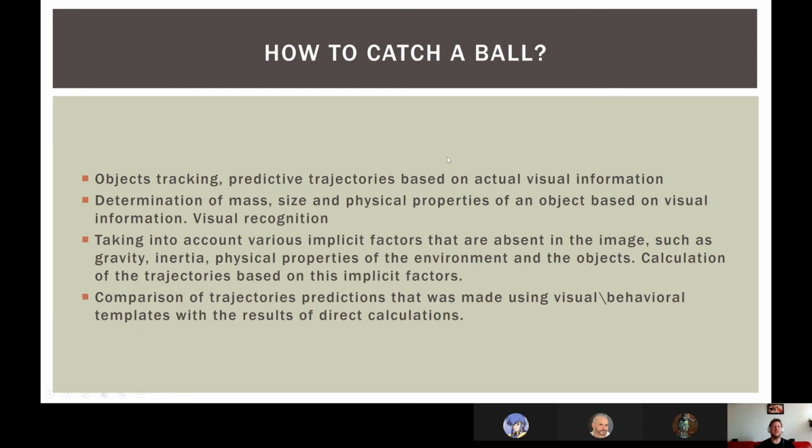So taking into account various implicit factors that are absent in the image, such as gravity, inertia, physical properties of the environment and the objects, calculation of the trajectories based on these implicit factors slightly gets adjusted. And then comes the comparison of the trajectory predictions that were made using visual and behavioral templates inside your mind with the results of direct calculations. So basically you have the trajectory of the ball from past to future that was calculated using the object tracking, using the determination of mass, all that stuff.